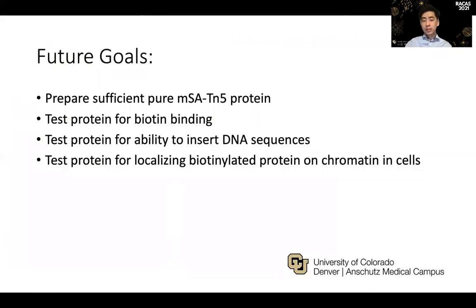The future goals of this are to prepare a sufficient amount of pure MSA-TN5 protein. Then we also want to test the protein for biotin binding. We want to make sure that the MSA actually works and is able to bind biotin. In addition, we want to test the protein for its ability to insert DNA sequences. This is where the TN5 comes into play. And we want to test the protein for localizing biotinylated proteins on chromatin in cells.